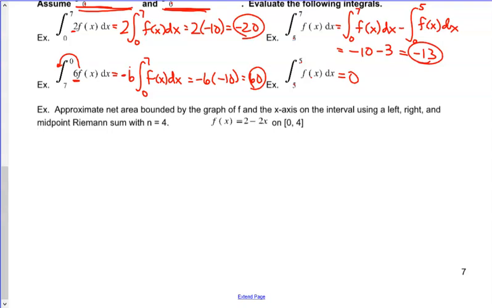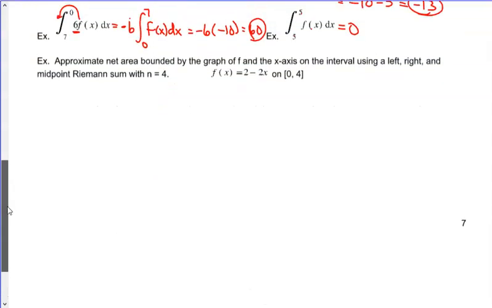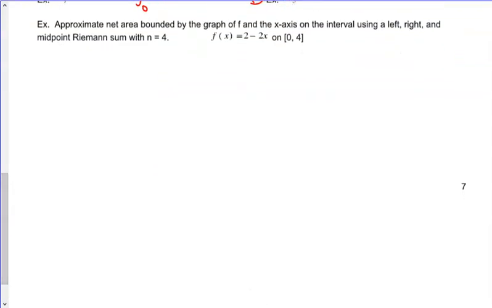All right, now I wanted to revisit this idea for you using a Riemann sum, just so you don't get out of sync with that. I did it as our first example here in section 2, but I also wanted to show that to you in this sense, where they're asking for the approximate net area bounded by the graph of f and the x-axis on the interval using a left, a right, and a midpoint Riemann sum.